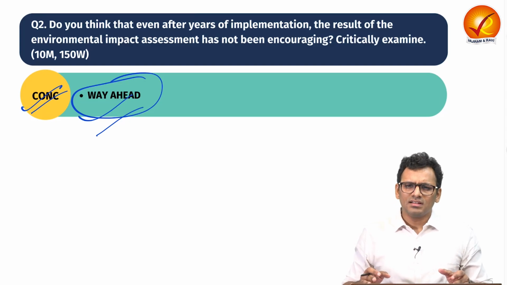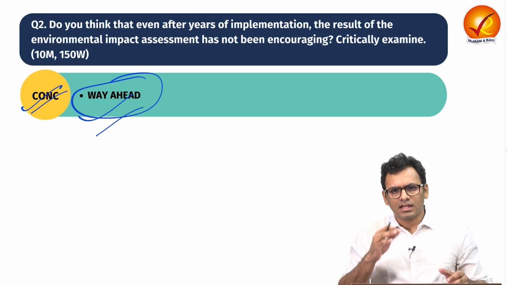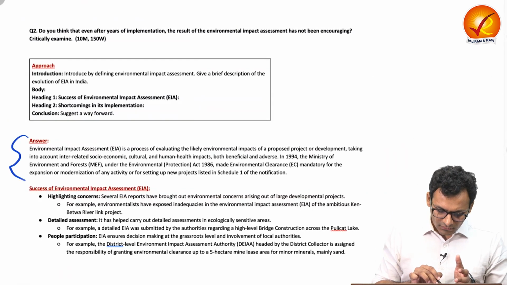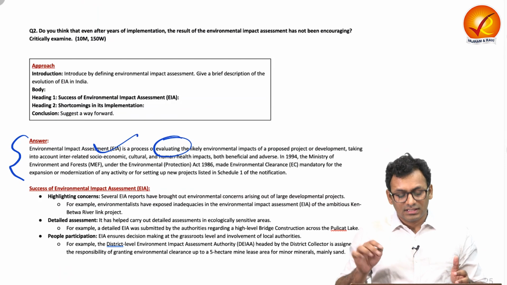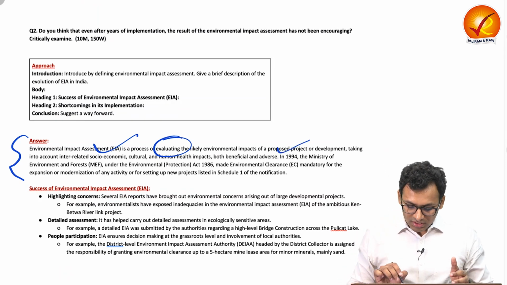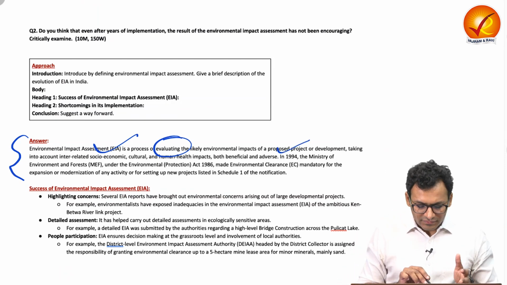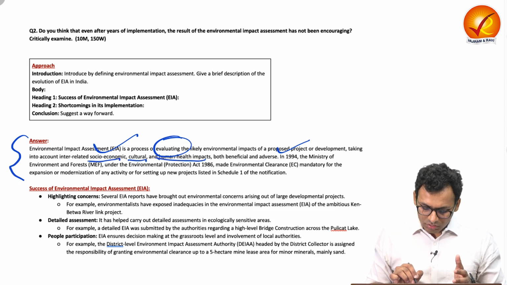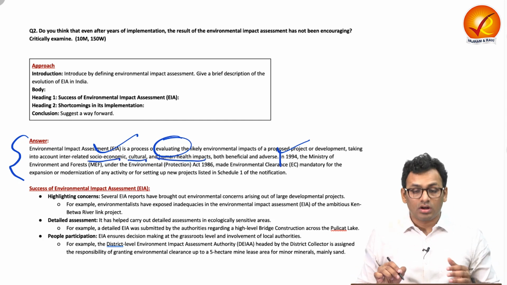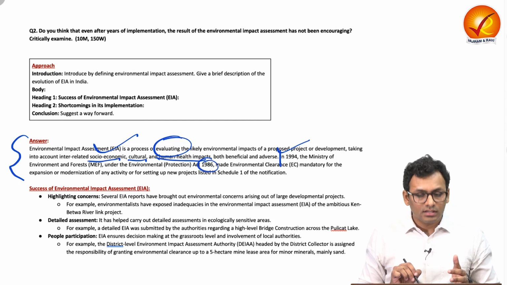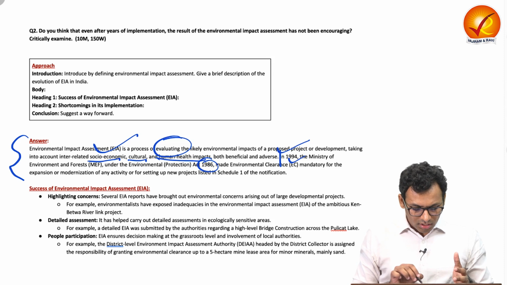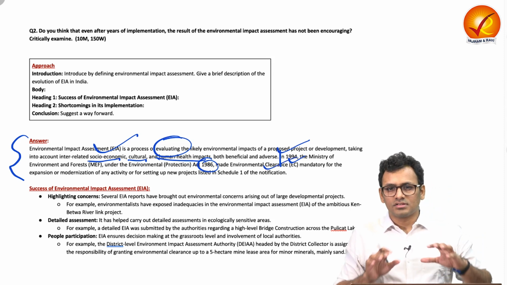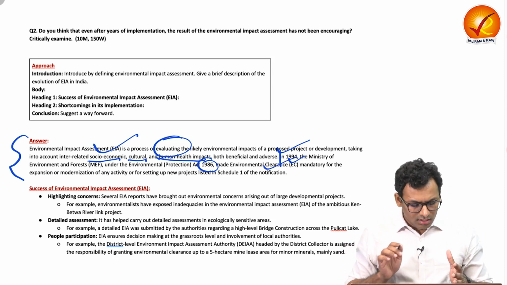Let us see the model answer and understand how we can inculcate the same in our answer writing practice. In the introduction, you can talk about the definition: it is the process of evaluating the likely environmental impact of a proposed project, taking account of different dimensions like socio-economic, cultural and human related impact. You can talk about the evolution, that how the EPA, the 1986 Act, gave a mandate in 1994 about environmental clearance. So this is something you can write in the introduction.